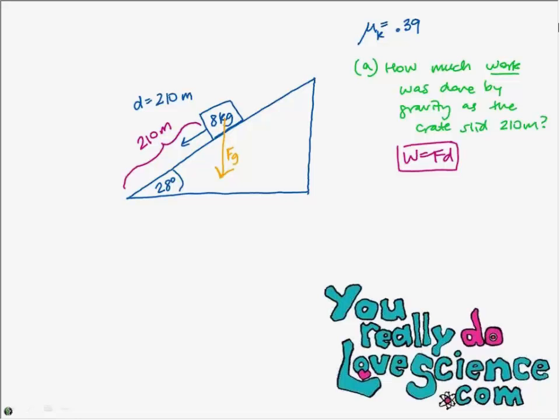Okay. What do you think we should do? Well, we don't have the full distance. Oh, I guess you don't really need it. So you do sine 28 times 210. Because we have 28 and 210, right? So we could figure out how far down it went, because this distance is in the same direction as the force of gravity. Okay, let's do 210 sine of 28.